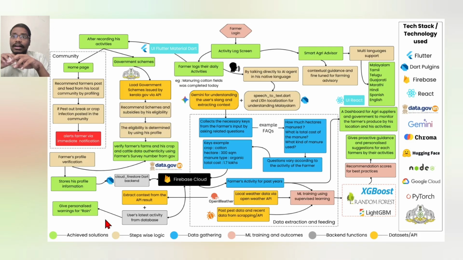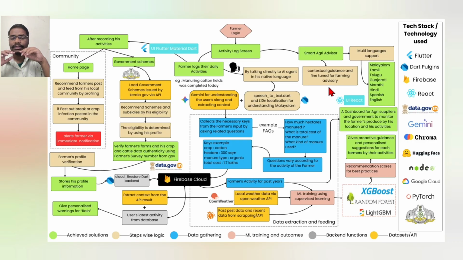On top of that, there is a smart agri advisor. That is also a main feature. A smart agri advisor is an AI built on top of all the data we are collecting through this app. This AI supports multiple languages. For now, we are implementing 6 Indian languages and 2 global languages. It provides contextual guidance and fine tuning for farmer advisory.